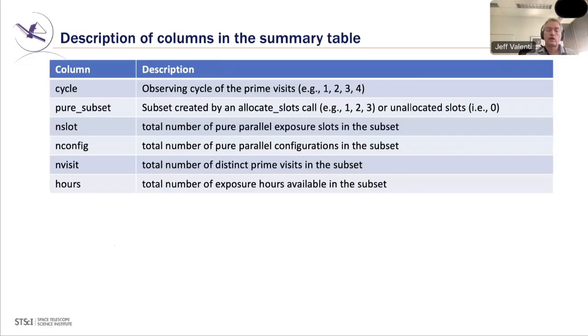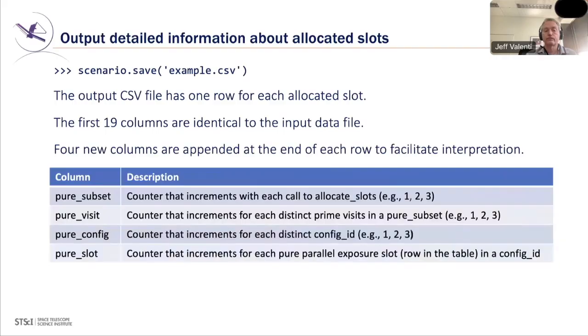Number of slots is the total number of pure parallel slots that you allocated, the number of configurations that you were able to allocate, the number of distinct prime visits that you attach to, if you will, and the number of exposure hours that were in that allocation process.